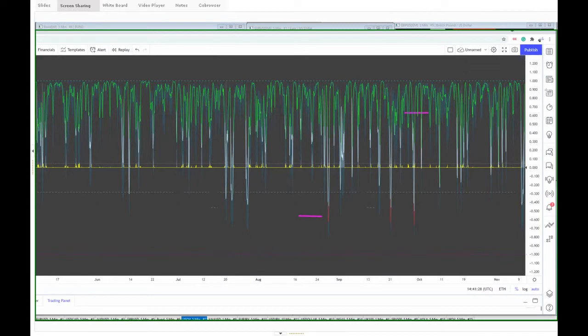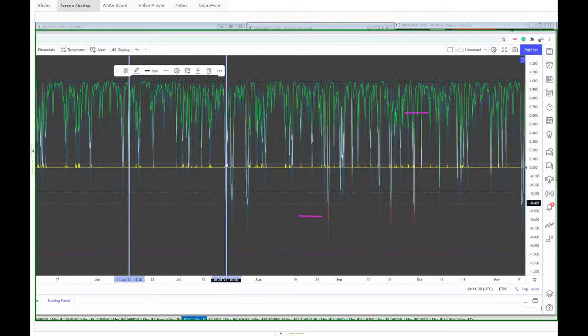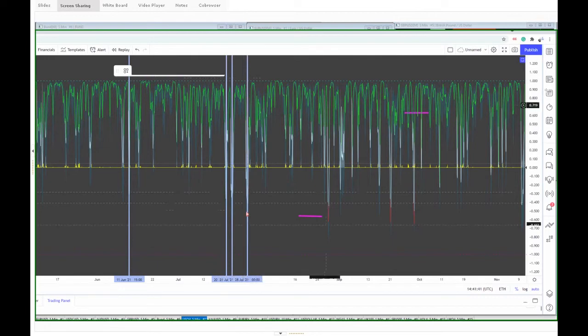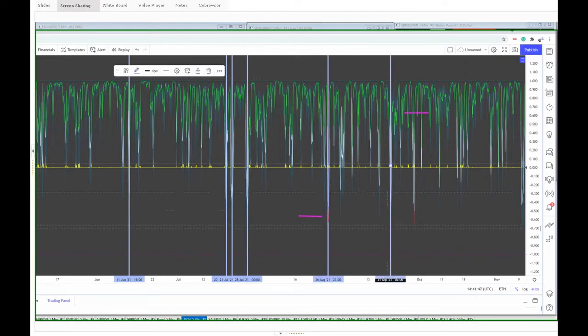So I know there's a gold-silver trade here. I know there's a trade here. I know there's a trade here. So we're getting a lot of these stories, a lot of these opportunities, and they are very, very short-lived. And that's what you're trying to find. You're trying to find those short-lived opportunities.